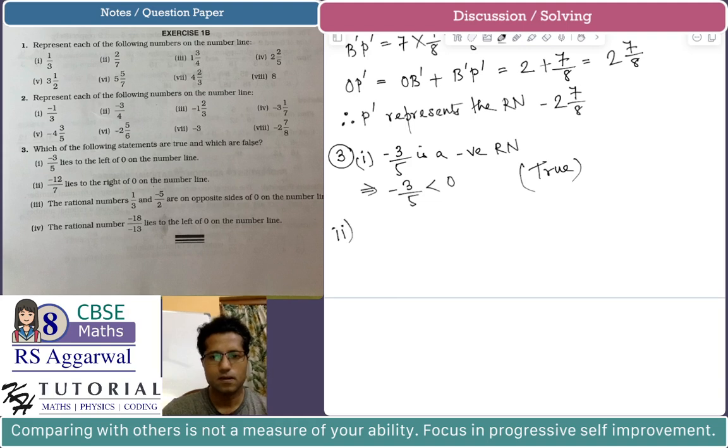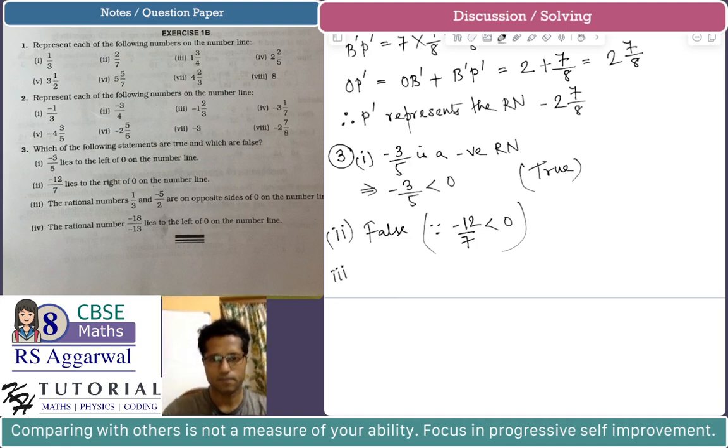Okay. Part 2, minus 12 by 7 lies to the right of 0 on the number line. This is obviously false, as minus 12 by 7 is less than 0. The reasoning you can write like this: as minus 12 by 7 is less than 0, it's a false statement.